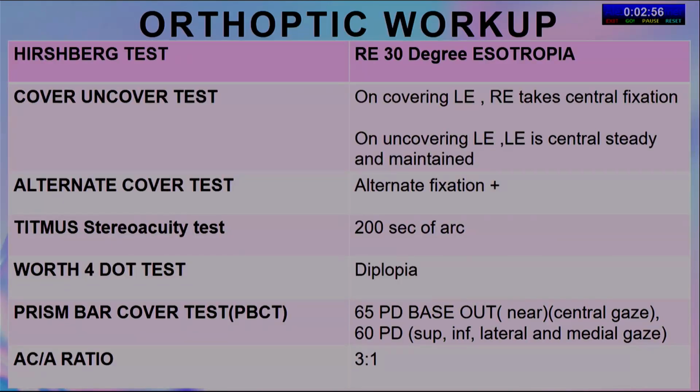Coming to the orthoptic workup, the Hirschberg test showed a 30-degree esotropia of the right eye. On cover test, on covering the left eye, the right eye took central fixation, and on uncovering, the left eye maintained central fixation. On alternate cover test, alternate fixation was present. On stereo acuity test, 200 seconds of arc was present, and diplopia was present on the Worth 4 dot test. The AC/A ratio was 3:1.